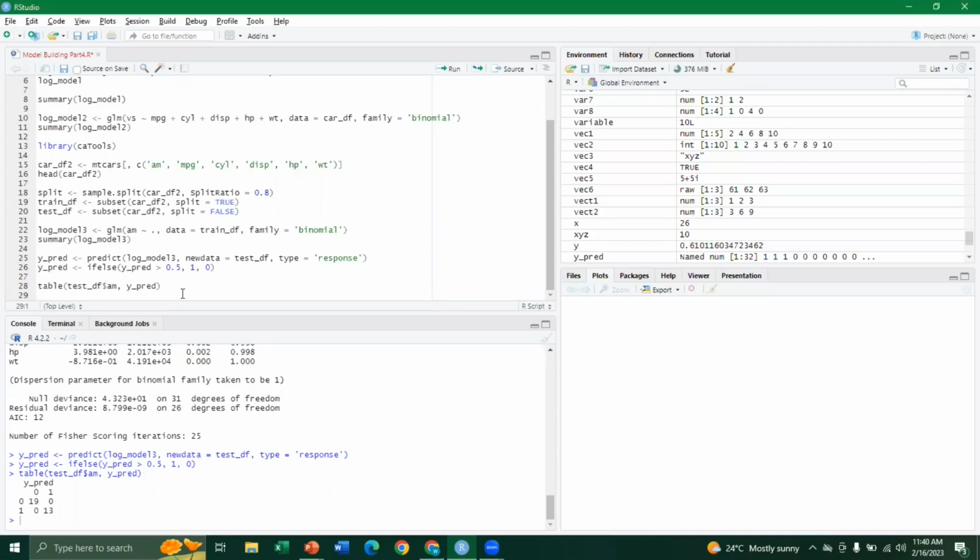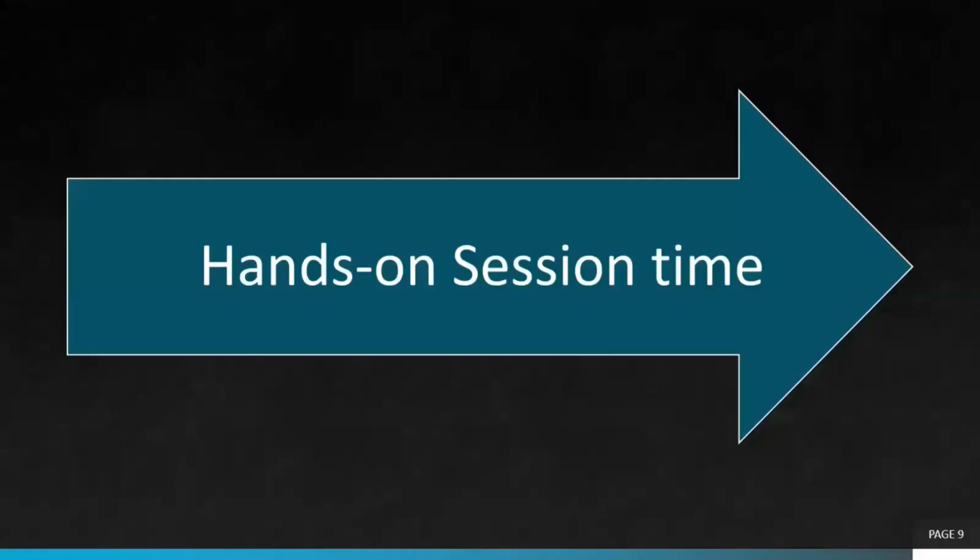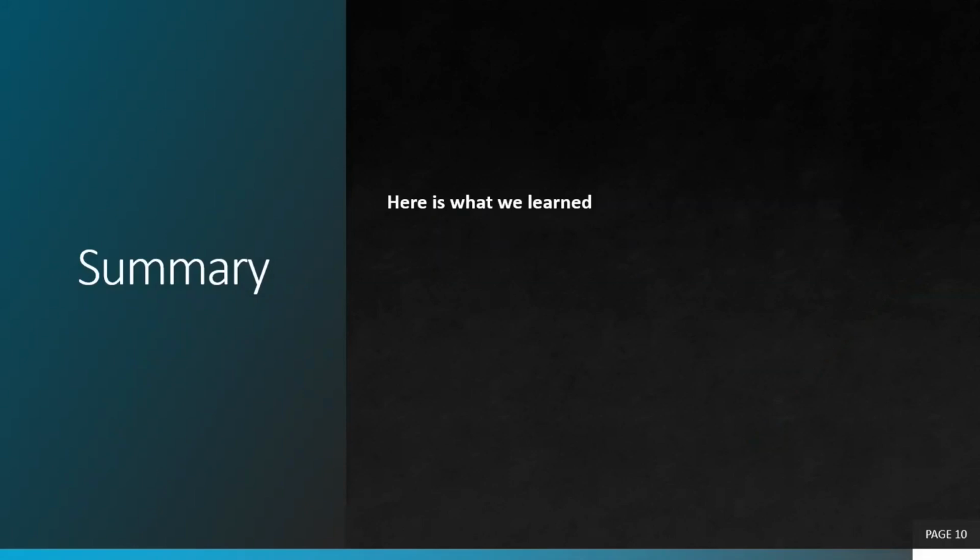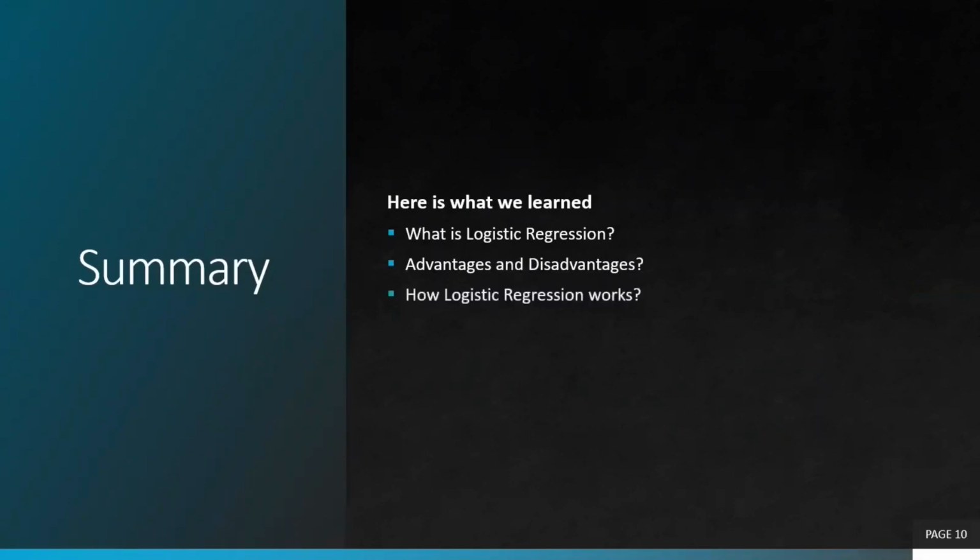Now let's get back to slides. So here's what we have learned today. What is logistic regression? What are the advantages and disadvantages? And how logistic regression works. And in the last, we have seen the evaluation of logistic regression. You can also use logistic regression for predicting or doing a regression task rather than classification.